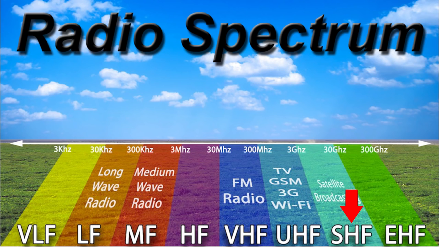Then we have SHF, or super high frequency, which goes from 3 GHz to 30 GHz. This is where you'll find most of the satellite stuff. If you have satellite TV reception, this is the area it's in. Then there's EHF, extremely high frequency. This goes from 30 GHz to 300 GHz. Typically what you find in this spectrum is a lot of scientific research, as well as some data transfer in the lower part of the spectrum.